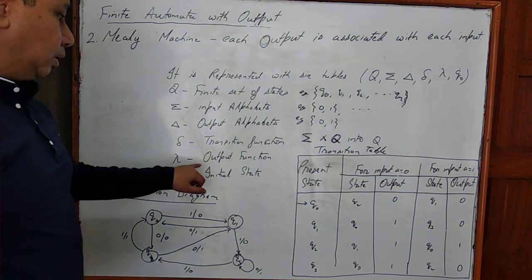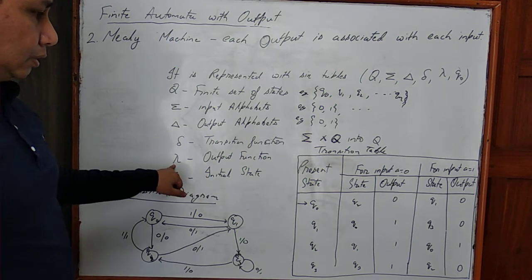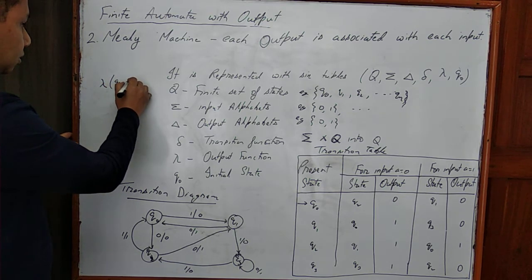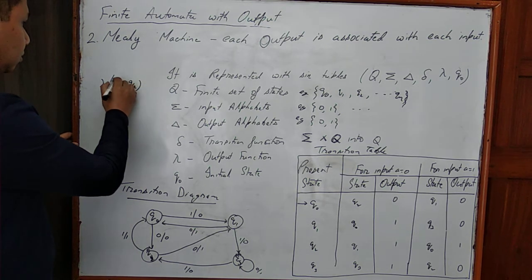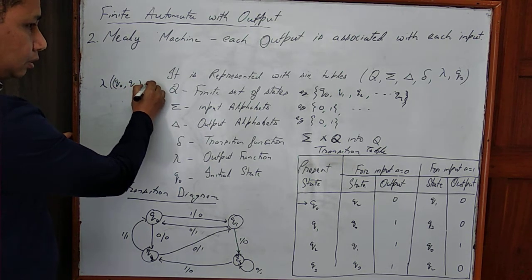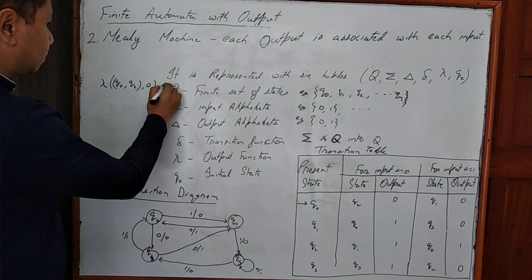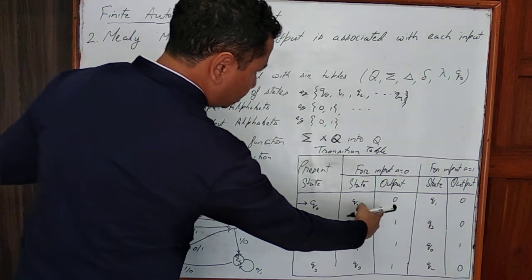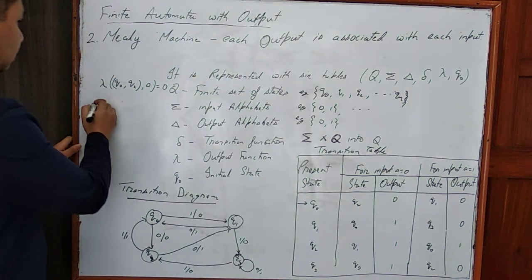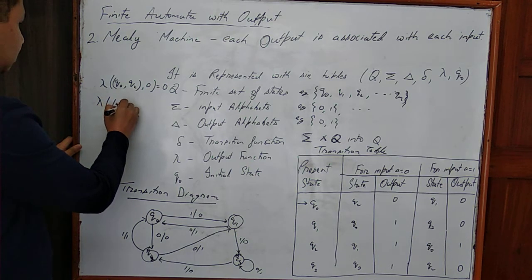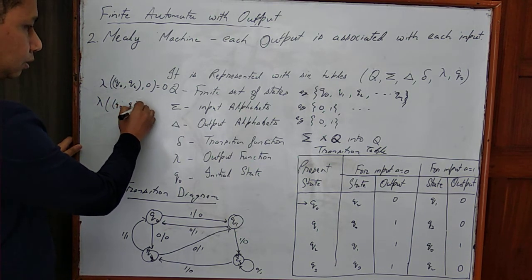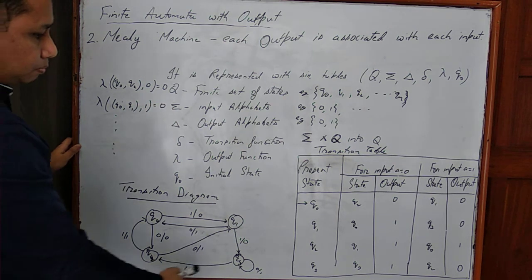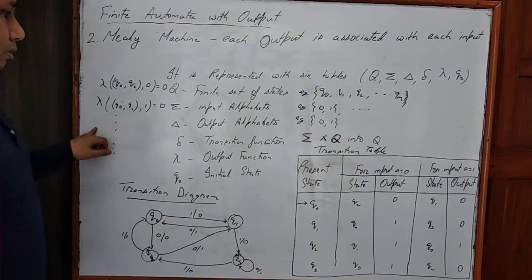Similarly, the output function lambda can be represented by lambda of q0 over 0 will give you 0. Lambda of q0 to q2 over input 0 will give you 0. Repeat this process. Lambda of q0 to q1 over input 1 will give you 0. So in this way, we can always repeat the remaining output functions.